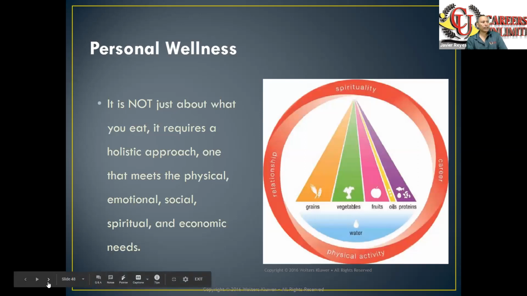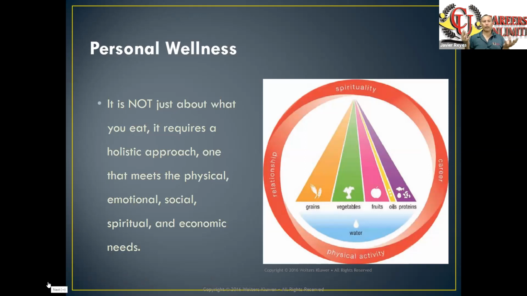All right, the last section of this book talks about personal wellness, and we cannot emphasize this enough. You have to be able to take care of yourself. Nobody's going to do it for you, all right? It's not just about what you eat. It requires a holistic approach, all of you, not just your physical body. You have to be mentally healthy, right?